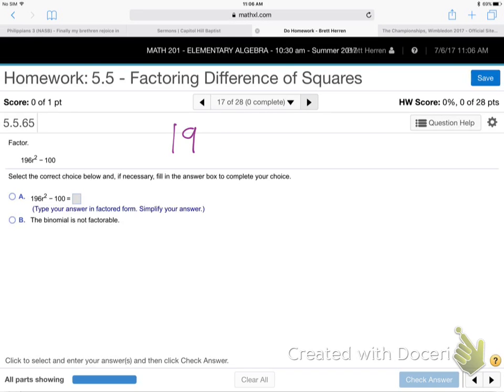So 196 r squared minus 100. Okay. Yeah, go ahead. Let me let you give it a try. I'll give you a second. Let me just dive in.